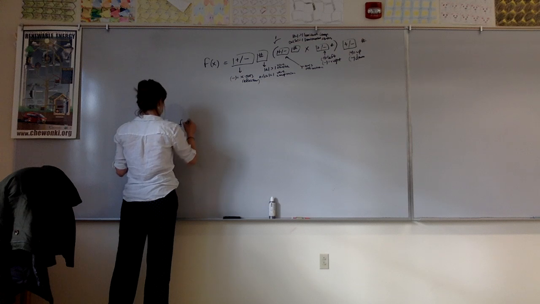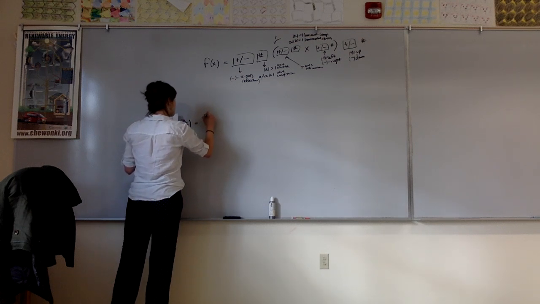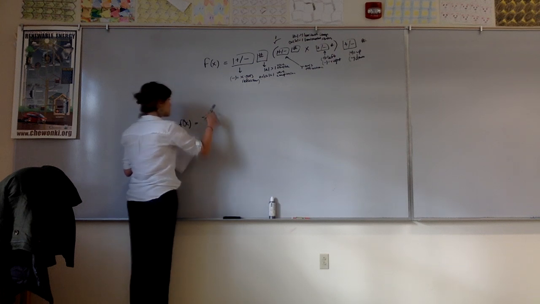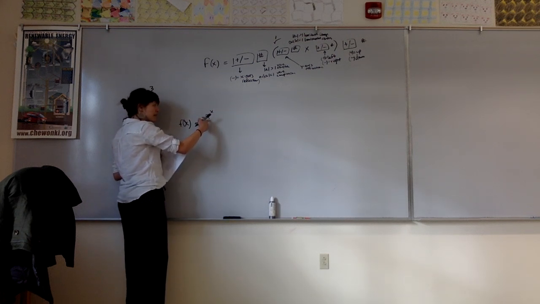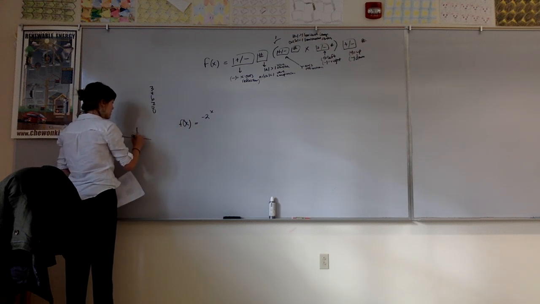Okay. So in number 3 we have f of x equals minus 2 to the x, which remember is our exponential function, which looks like this. It's been a really long time since we've looked at it.